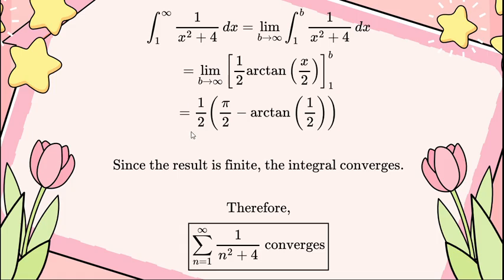The 1/2 comes out front, and then we have arctangent of b over 2, that is pi over 2 minus arctan of 1/2. We just substituted 1 for x, so we have this. Since the result is finite, the integral converges, so therefore the series converges.